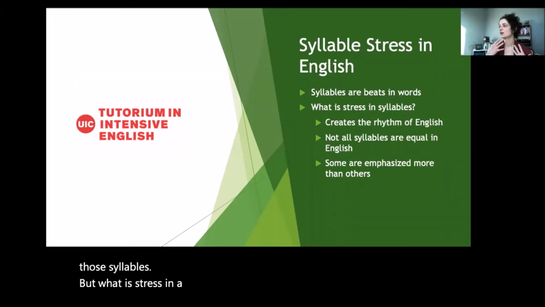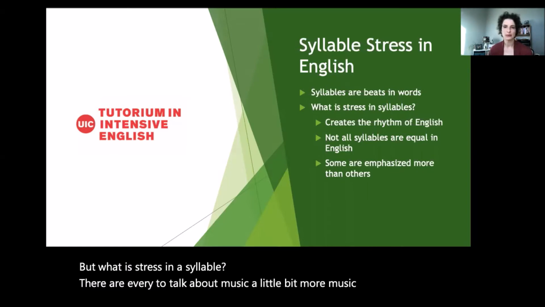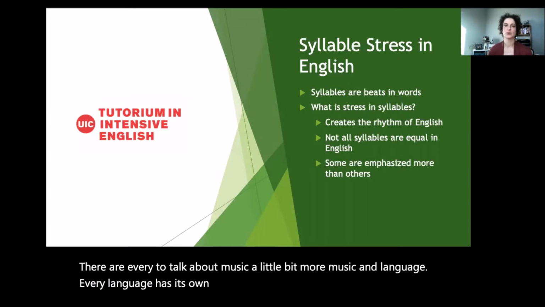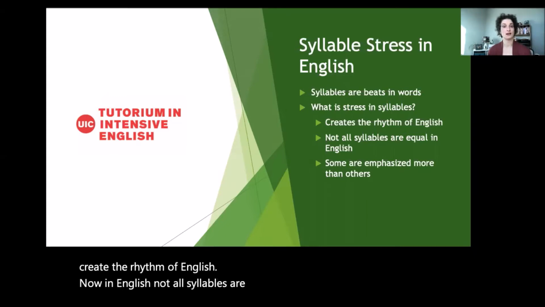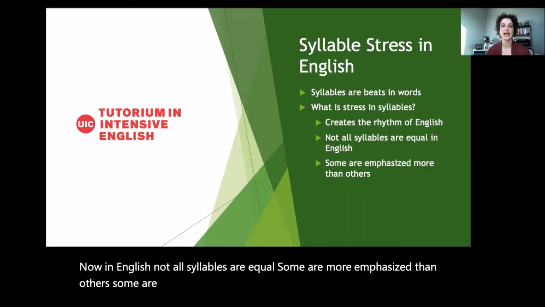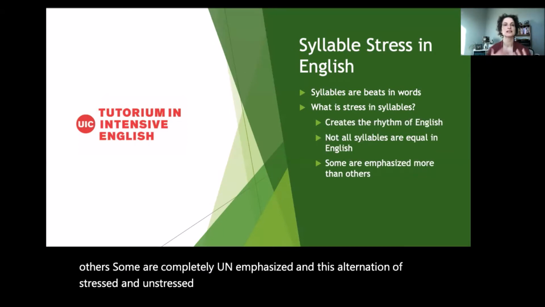To talk about music and language a little bit more, every language has its own rhythm, and the stressed syllables create the rhythm of English. Now in English, not all syllables are equal. Some are more emphasized than others. Some are completely unemphasized. And this alternation of stressed and unstressed syllables creates the sound that we are used to when we hear English.